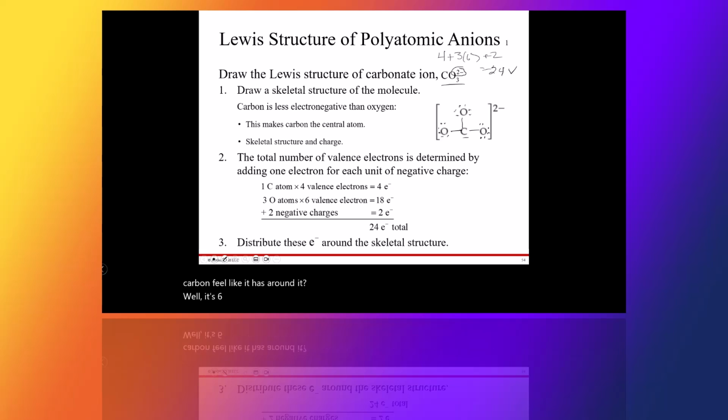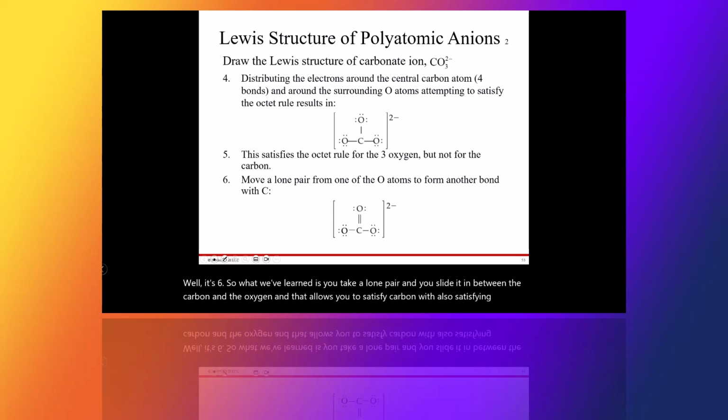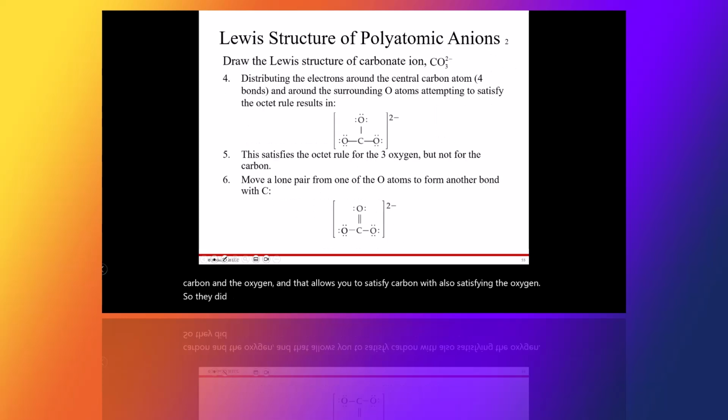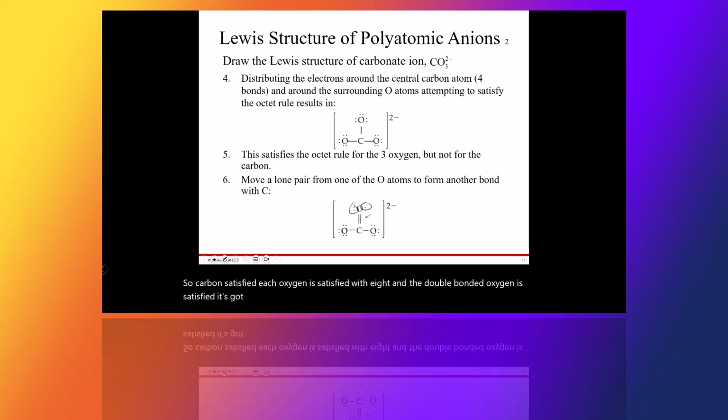So what we've learned is you take a lone pair and you slide it in between the carbon and the oxygen. And that allows you to satisfy carbon while also satisfying the oxygen. So they did the lone pair, instead of on this side here, they did it from the top, but you now have a double bond between the carbon and the oxygen. So carbon is satisfied, each oxygen is satisfied with 8, and the double bonded oxygen is satisfied. It's got 2, 4, and then each one of those lines is a shared pair, so 6, 8.